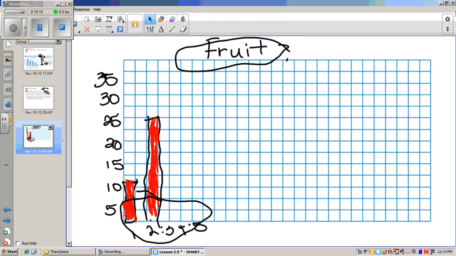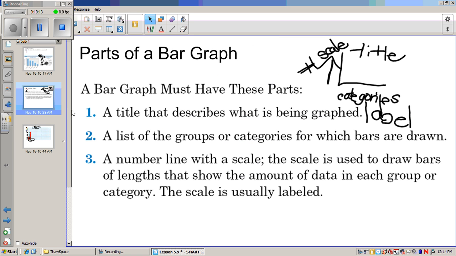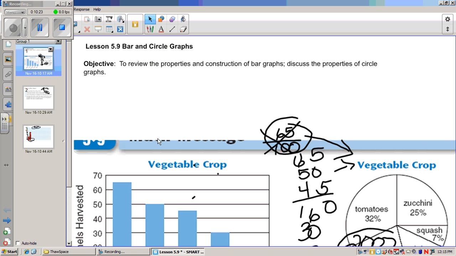Okay, so let's go back and talk about our review. So a title, it must have a title, it has to have a category, and it has to have a number line scale. Okay, and then the bars, obviously. Okay, so let's go back and see if we met our objective to review the properties and construction of bar graphs and discuss the property of a circle graph. And we did do that.